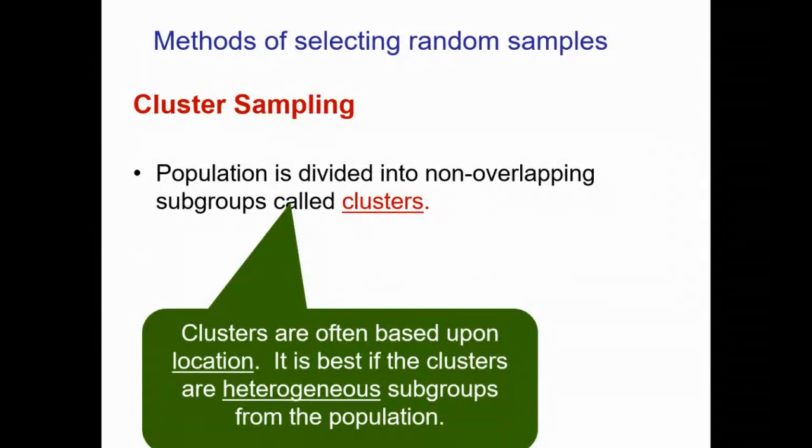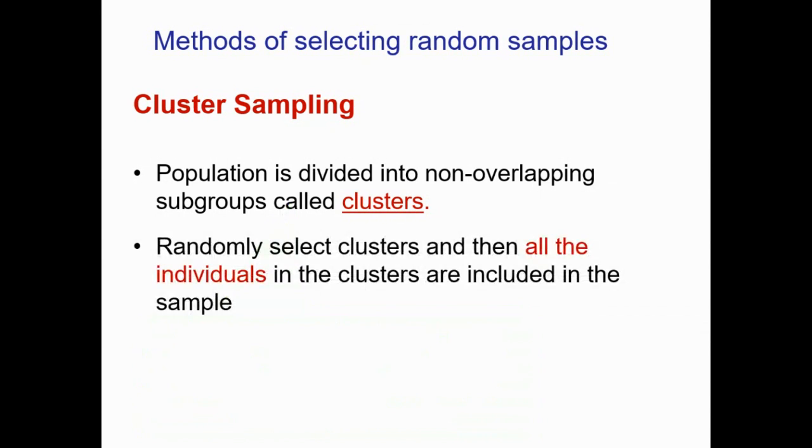With this being said, it's best if the clusters are heterogeneous subgroups from the population. Here's where we'd run into a small problem. Because if your second period is English 2, for instance, I think everyone's beyond English 2, but just go with me here. Everyone in English 2 would be sophomores, hopefully. Well, then they're not exactly heterogeneous, however you say that word. Because they're all sophomores, so they have something else in common now. So you can run into a problem there. But chances are, if you pick even this class, some of y'all are seniors, some of y'all are juniors, so there's a mix.